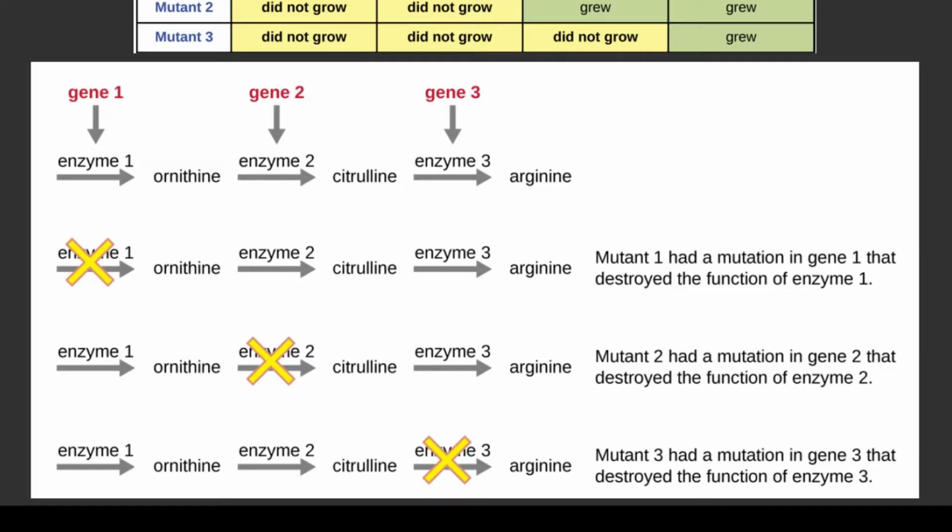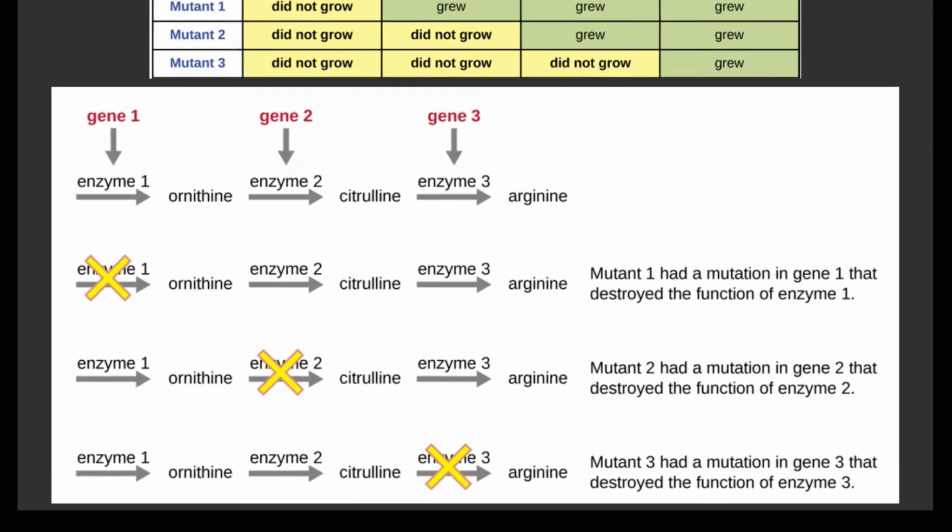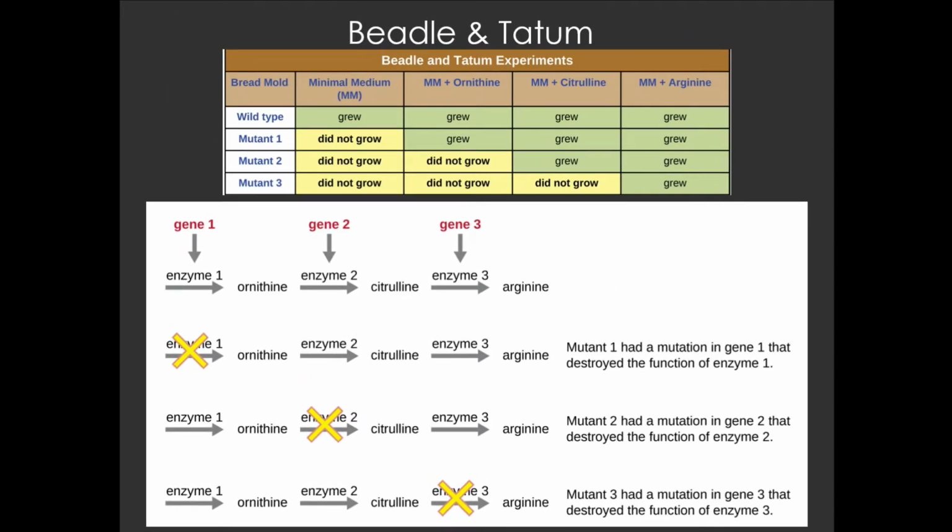The third mutant had a mutation in gene 3, so whether you fed it ornithine or citrulline, it could not make arginine from them and was only capable of growing in the presence of arginine. So these experiments done on molds, which are microorganisms, indicated that for every enzyme, there is a gene that serves as the recipe for that enzyme.